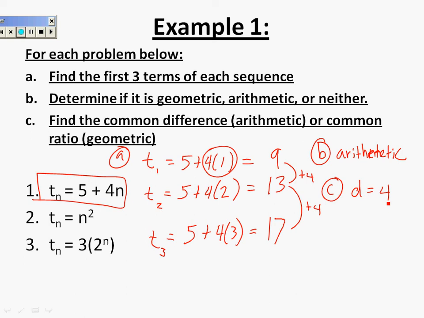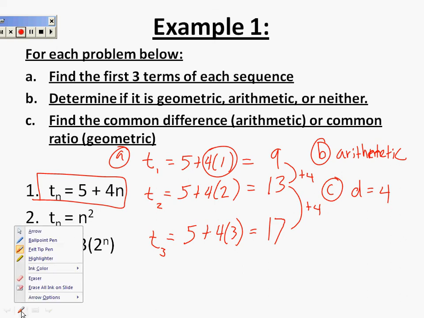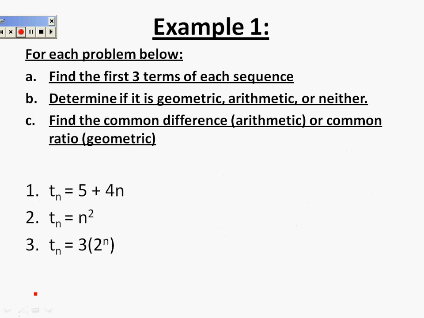All right. Let's go ahead and write down number 2 if you haven't already done so. Okay, number 2. All right, part A. So we have a different sequence this time, or a different nth term formula, but we're still looking for the first 3 terms.